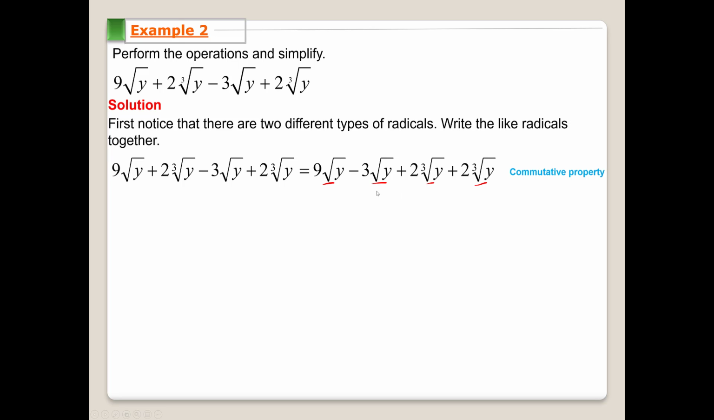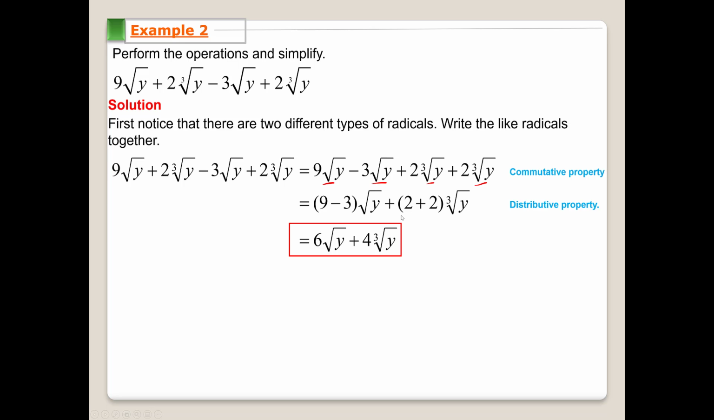We can see we have a 9 minus a 3, and then we have a 2 plus a 2. So 9 minus 3, 2 plus 2, just like I just mentioned. So that will give us 9 minus 3 gives us 6 square root of y plus 4 cube root of y. Well, that 4 cube root of y comes from 2 plus 2.